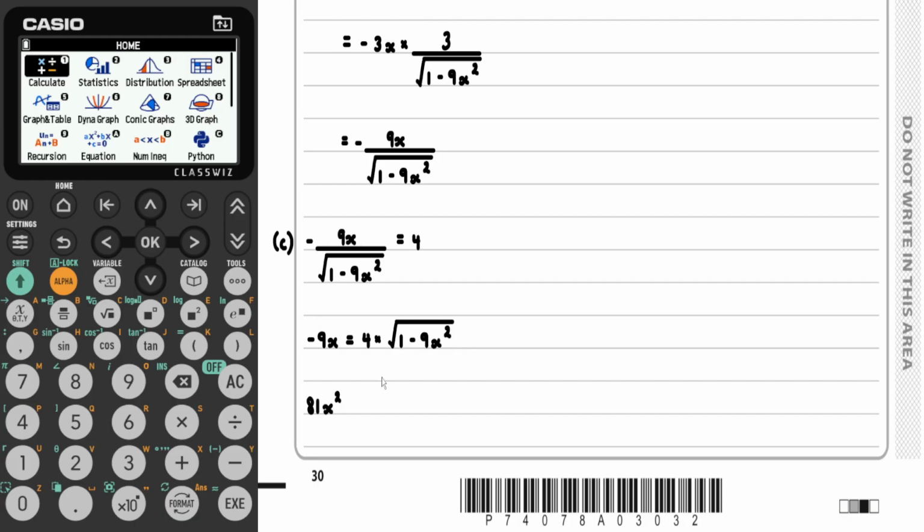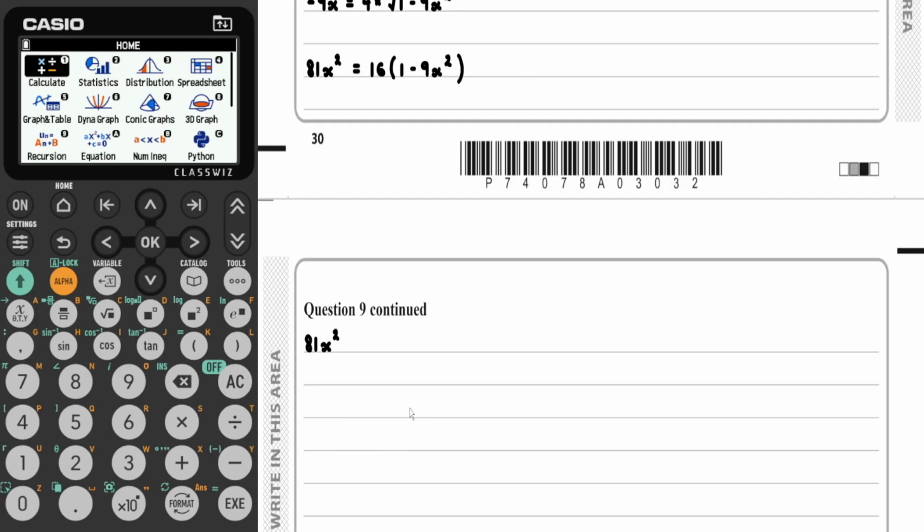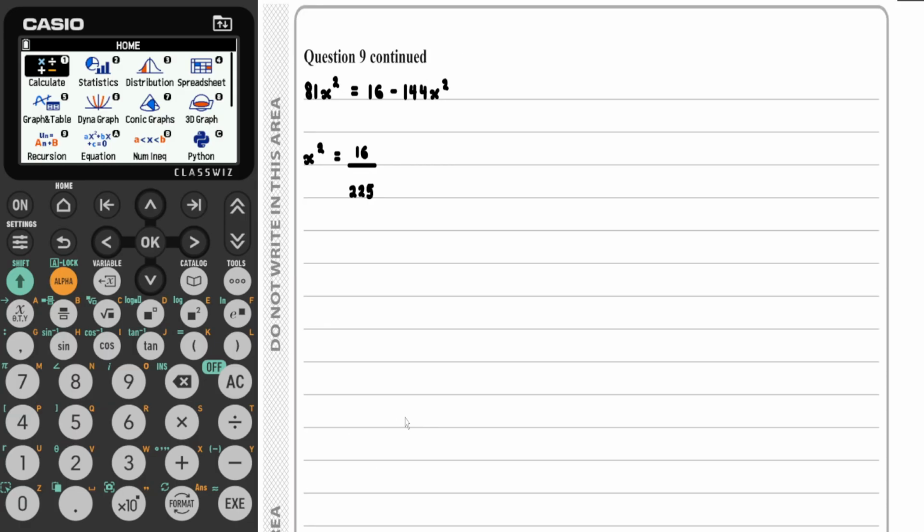If I square both sides, I've got 81x squared equals 16 times 1 minus 9x squared. So I've got 81x squared equals 16 subtract 144x squared. Rearranging, I've got x squared equals 16 over 225, which means x is equal to plus minus 4 over 5.